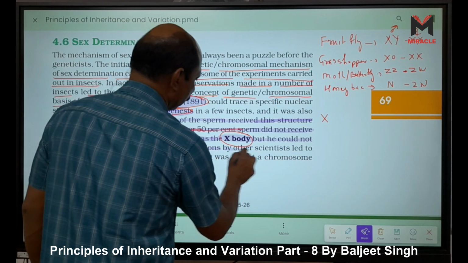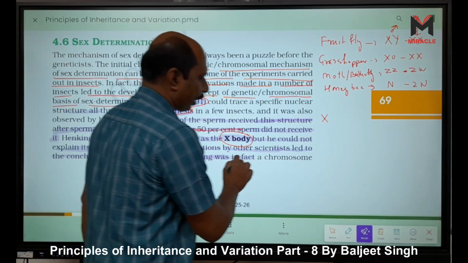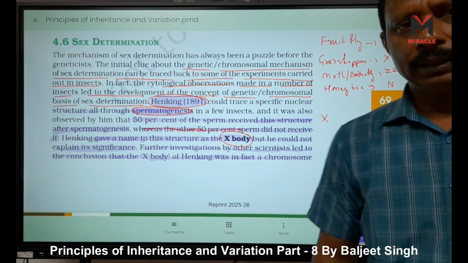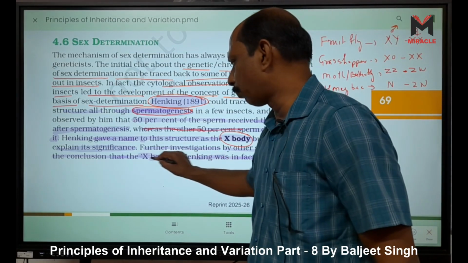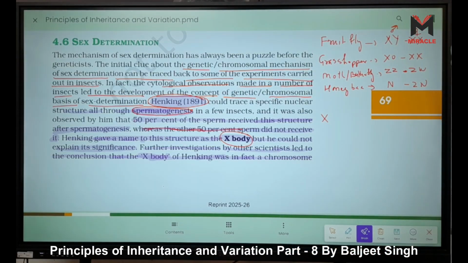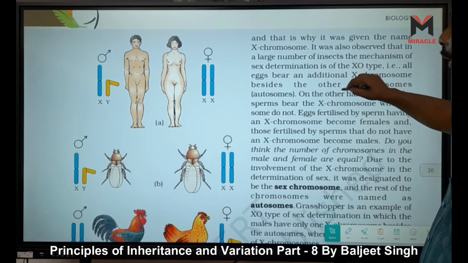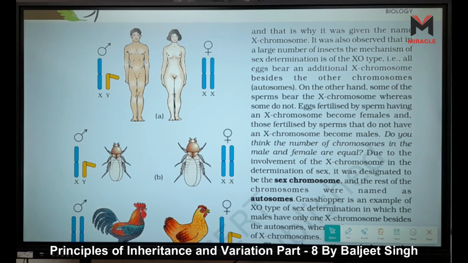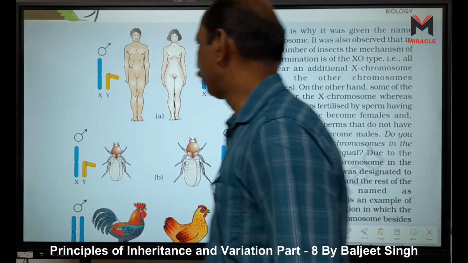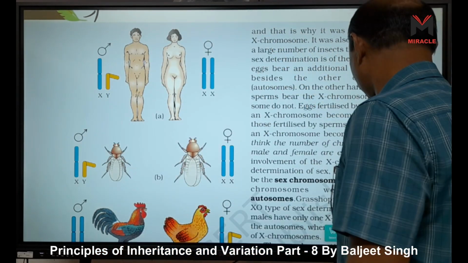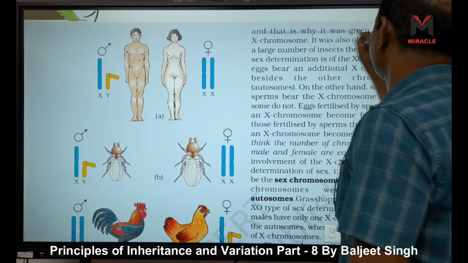You understand, he could not explain its significance. Further investigations by other scientists led to the conclusion that the X bodies of Henking were in fact chromosomes. Then the scientists came and discovered that this X body is actually the X chromosome, right? And that is why it was given the name X chromosome: because he called them X bodies, they gave the name X chromosome.